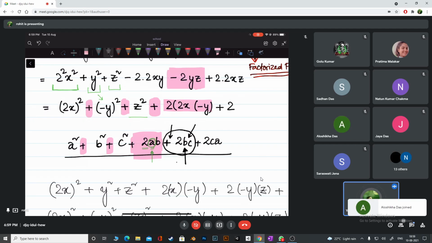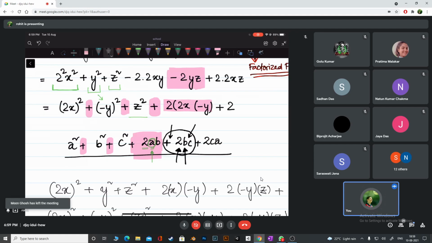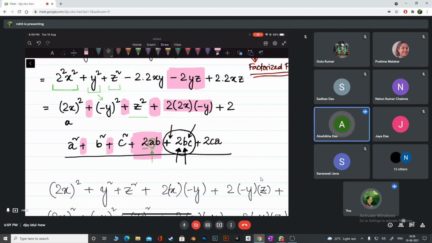After 2, what should I write, guys? Check the formula. Plus twice B and C. Now you tell me which one is B for us. Look, minus y square? Not square, only minus y. Our B is which one? Minus y.